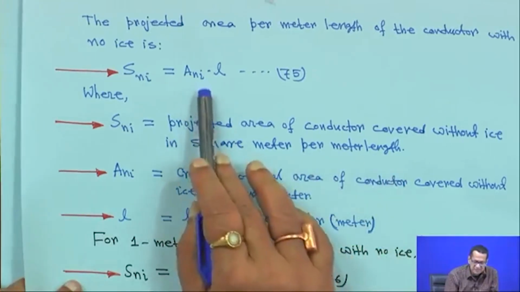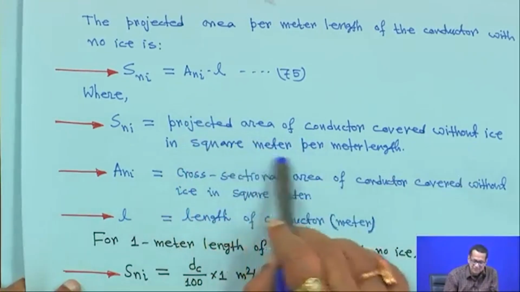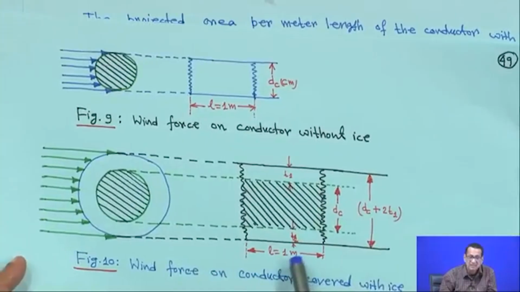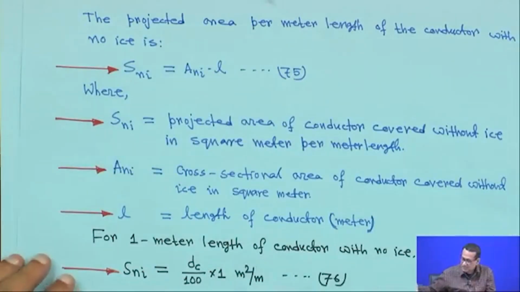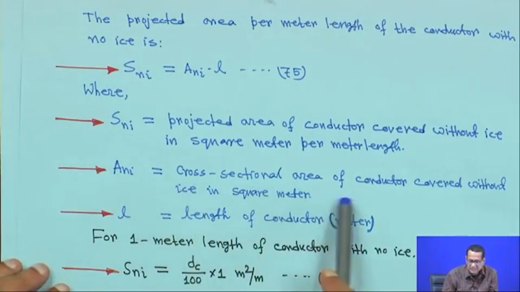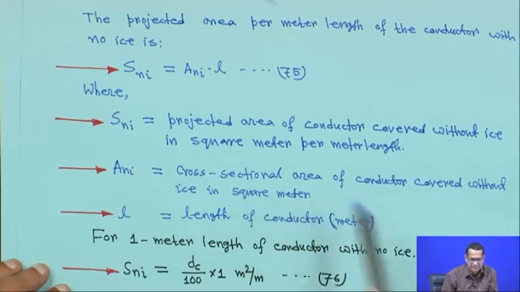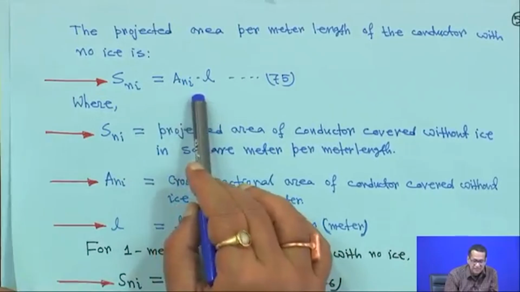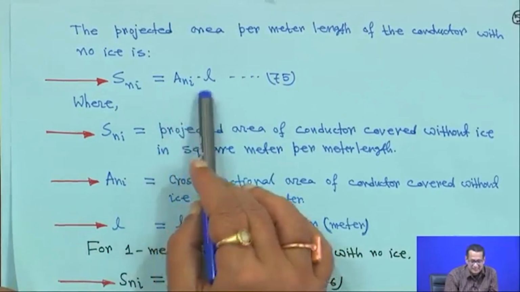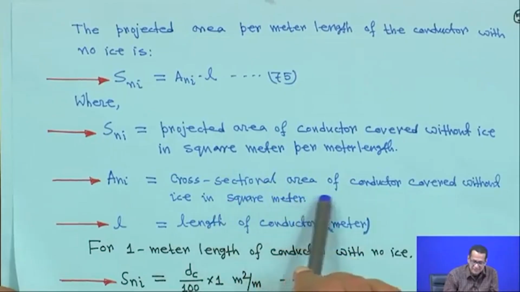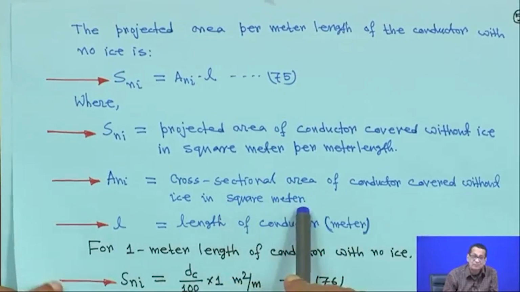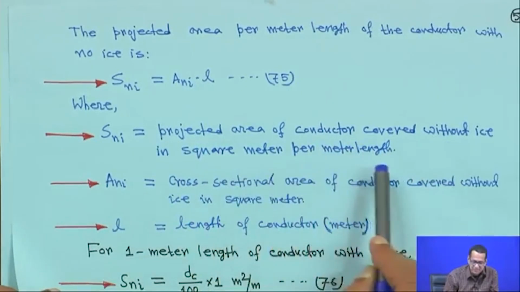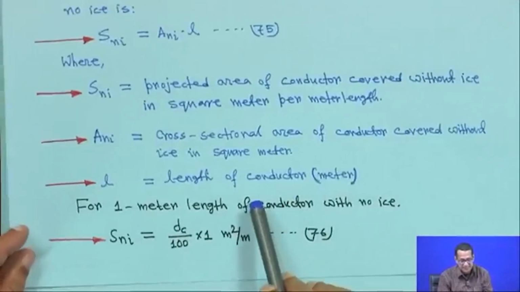So, this is the projected area of the conductor covered without ice, in square meter per meter length, because we have considered 1 meter length. This ANI is equal to the cross-sectional area of the conductor covered without ice in square meter, and L is equal to the length of the conductor in meter. So, there should not be any confusion here. Multiply this ANI into L, because ANI is the cross-sectional area of the conductor covered without ice in square meter, and SNI is the projected area of the conductor covered without ice in square meter per meter length. L is the length of the conductor.